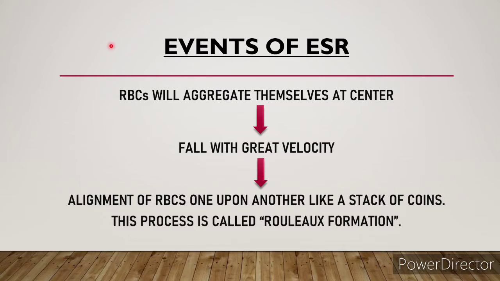Starting with the events of ESR, the RBCs will aggregate themselves at the center, then they will fall with great velocity and align one upon another like a stack of coins, and this process is called Rouleaux formation.